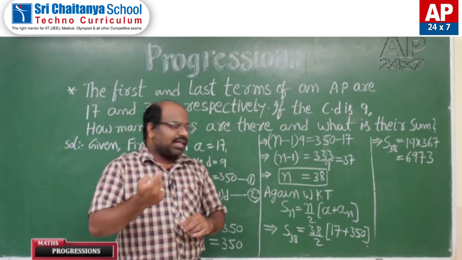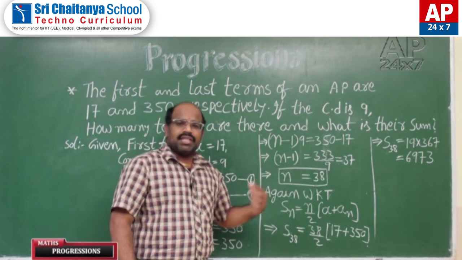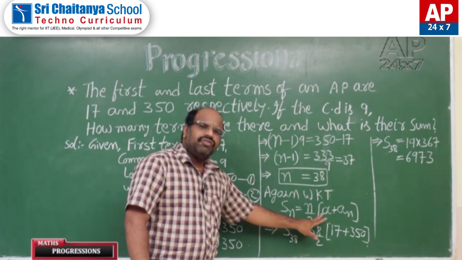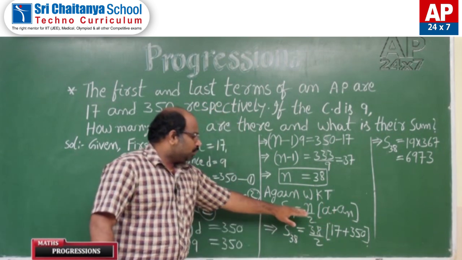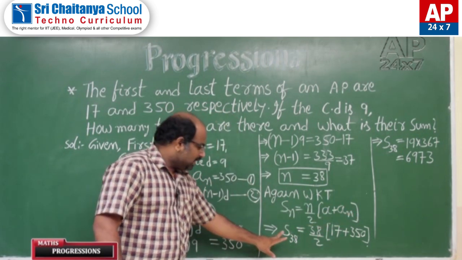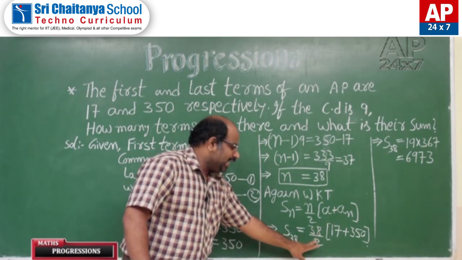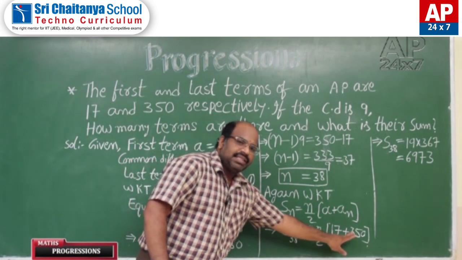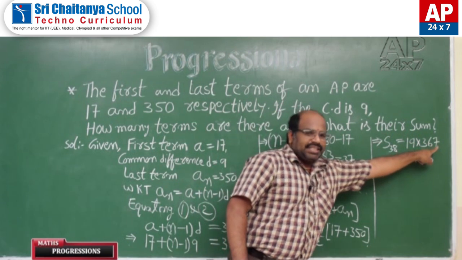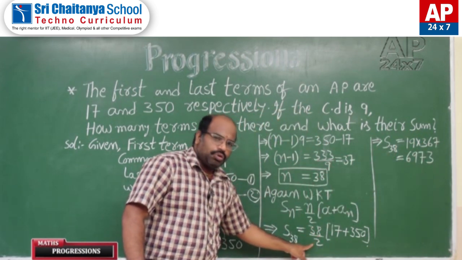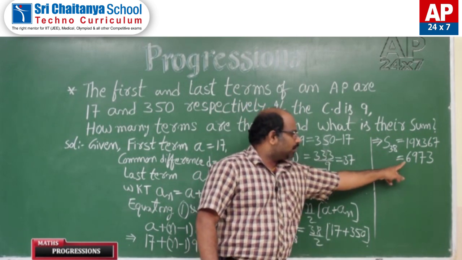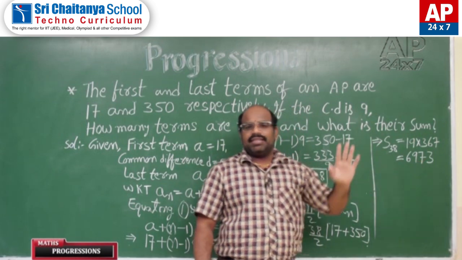Now I want to use the second formula to find the sum of these 38 terms. What is the formula? Sn is equal to n by 2 of (a plus an). Substitute the a value, n value as well as an value in this equation. S38 is equal to 38 by 2 of (17 plus 350). What is the value of 17 plus 350? It is 367. And 38 by 2, how much is it? It is 19. Therefore, S38 is equal to 6973. This is the problem.